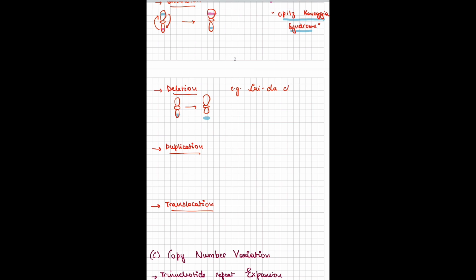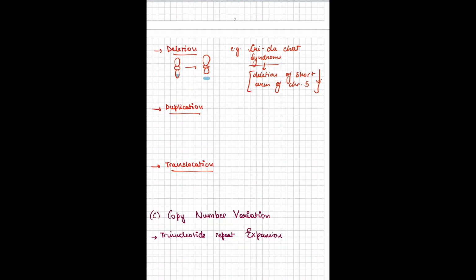Cri-du-chat syndrome. In this syndrome, there is deletion of the short arm of chromosome number 5. There is deletion of the short arm of chromosome number 5. Right? Now moving forward. What happens in duplication?